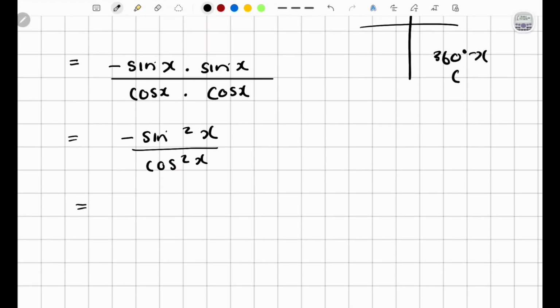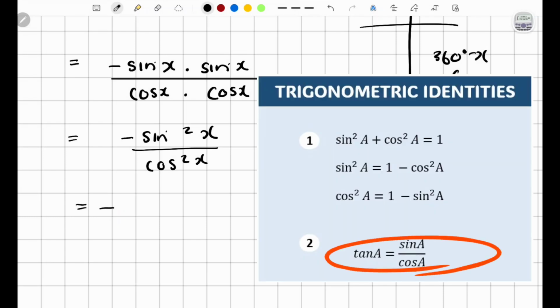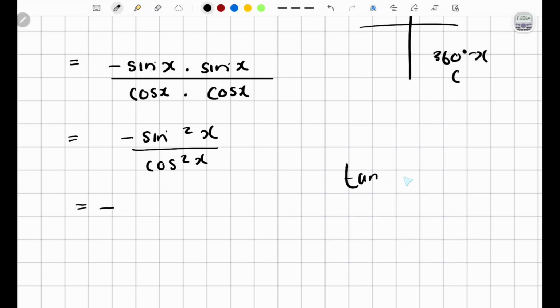And this can get simplified too. We still have the negative, but do you remember the trig identity? Here are the trig identities. So if we know that tan of a is equal to sine a over cos a, then that means that this simplifies to negative tan squared of x. So that's our answer. And that's what that trig expression simplifies to.